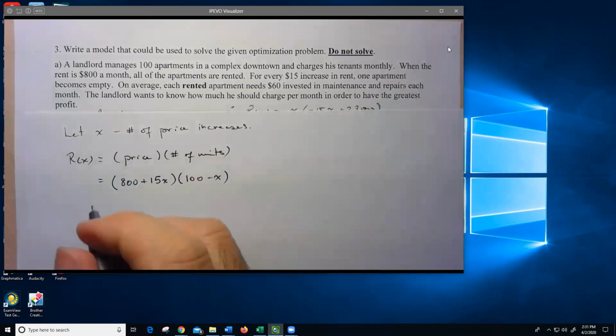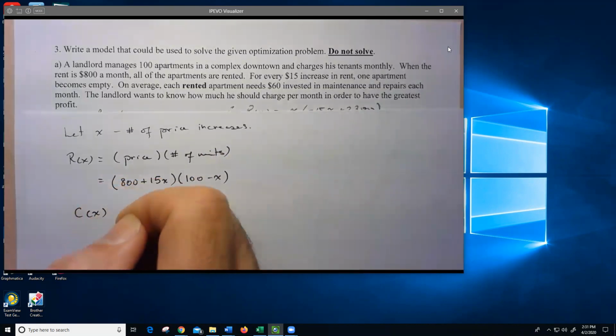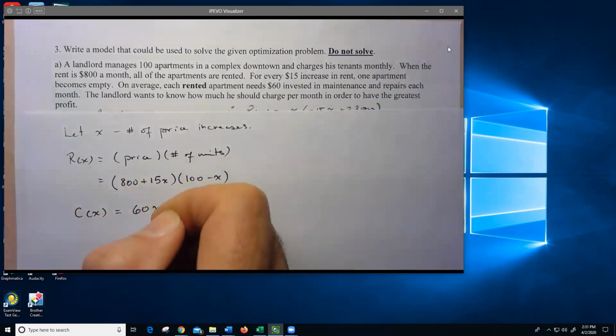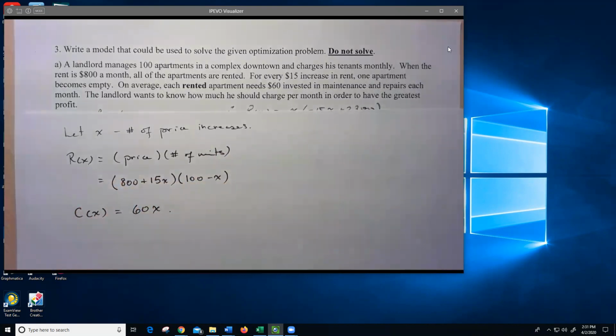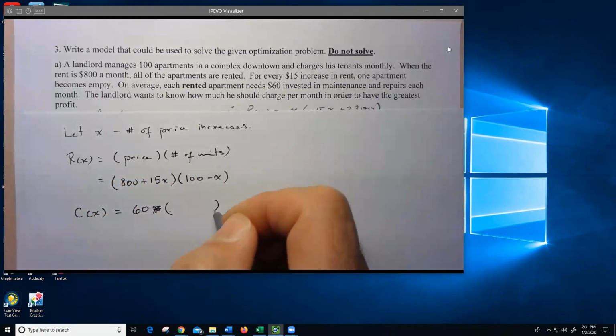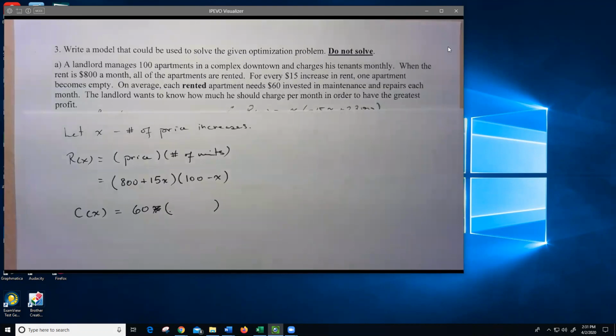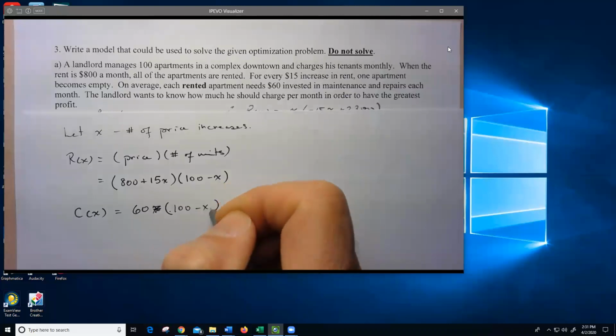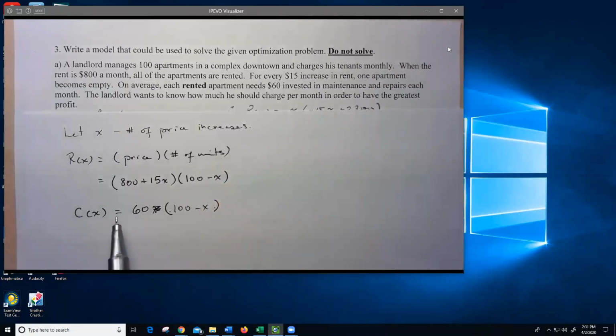This is where you have to be careful. Who can tell me why this is wrong? This is a very, very common mistake. Because your x doesn't represent the number of apartments being rented. Exactly. What should be here? What represents the number of apartments being rented? 100 minus x. There you go. It's a very common mistake when people are doing this question quickly and accidentally use x in the cost equation.